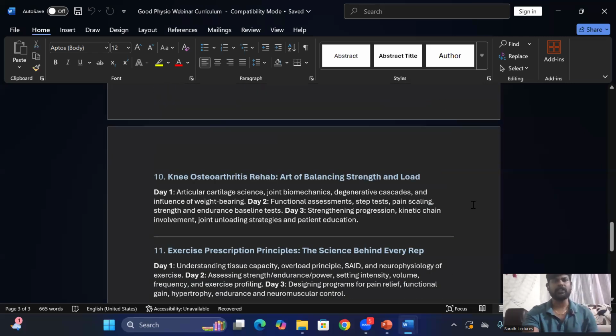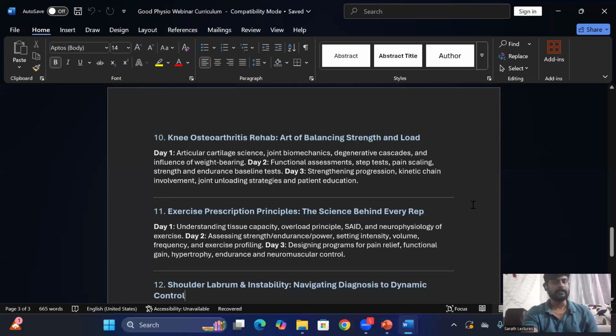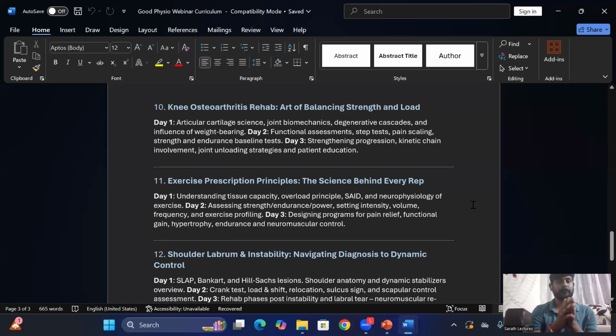Knee osteoarthritis. A lot of people have osteoarthritis. Many of us are treating osteoarthritis, but we don't know what cartilage is, what cartilage health is, how we can preserve it, how we can do load management. What are the strengthening progression criteria, where we need to strengthen, where we should not strengthen, where we need to go ahead with endurance activity instead of strengthening activity. There are a lot of things. So we are going to discuss in depth, and there are principles of exercise prescription. That means we are all giving a lot of exercise to the patient, but we don't know the principles behind the exercise prescription.